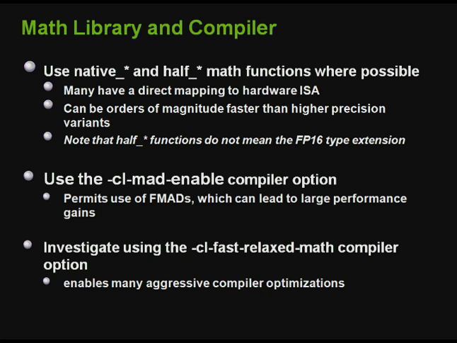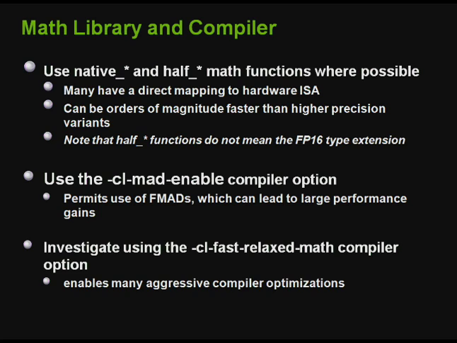OpenCL's math library is very rich. And as Afi mentioned, there are these three levels. For Nvidia hardware, the native and half math functions are very close to as accurate as the full precision by the specification, but can be many times faster. So in general, we recommend that people take a look at what kind of accuracy their algorithm can tolerate and whether these native and half functions are accurate enough.